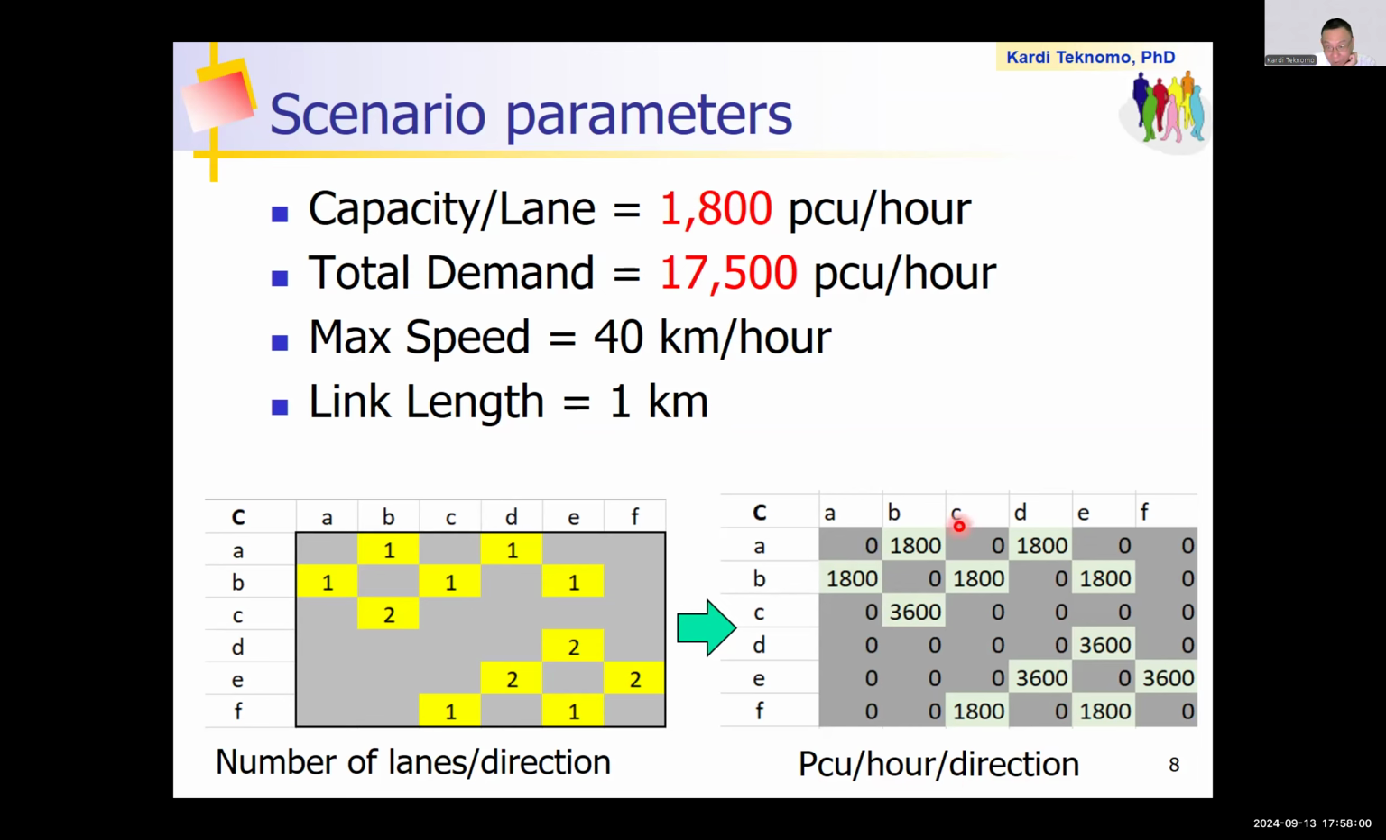Both are capacity matrices, but they have different units. This is the number of lanes. This one is PCU per hour per direction. Is it clear?